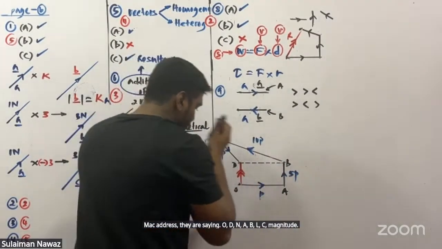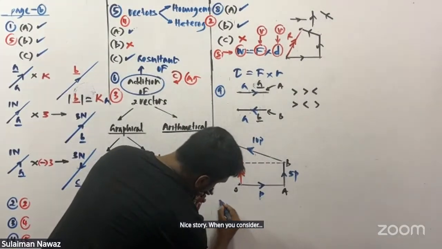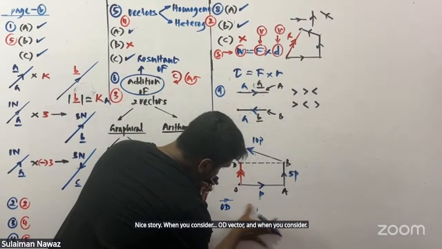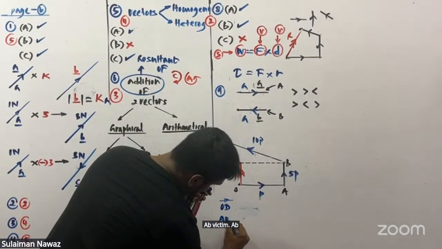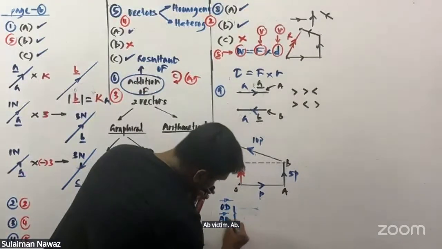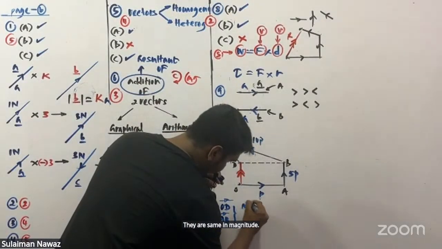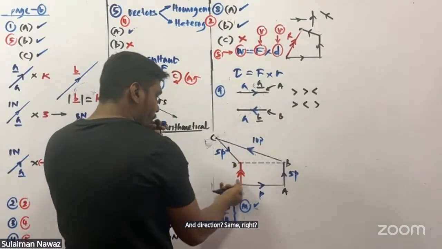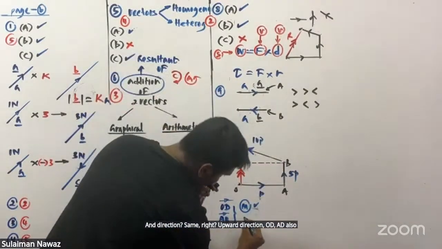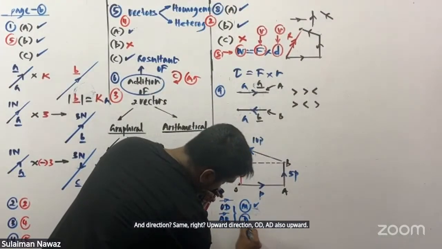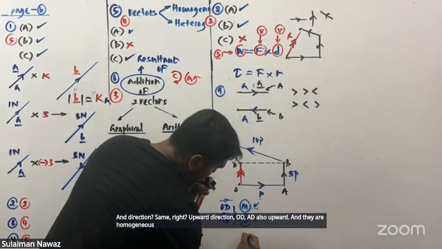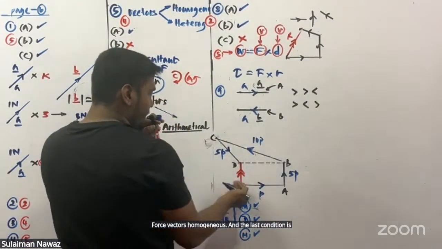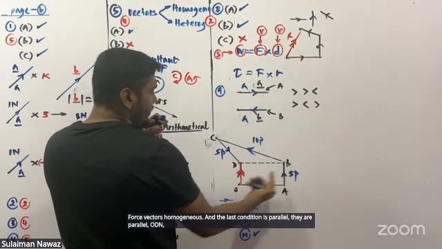When you consider the OD vector and the AB vector, they are the same in magnitude, and the direction is the same too. Upward direction: OD is also upward. And they are homogeneous, obviously, as force vectors. And the last condition is parallel. OD and AB are parallel.